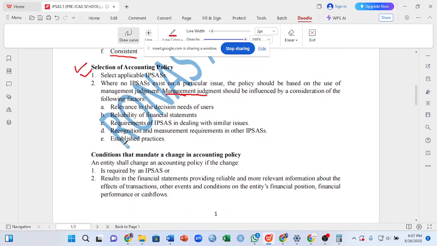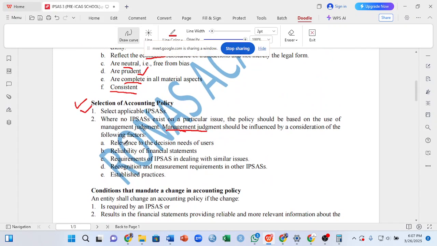Number one, it must first meet the guiding principle. What are the guiding principles? We made mention that the guiding principles are two: relevance and reliability. So we have already explained these two. So it must first meet the guiding principle, which is relevance to the decision needs of the users, and then lastly, reliability of the financial statement.